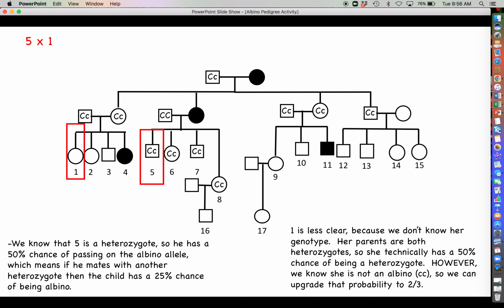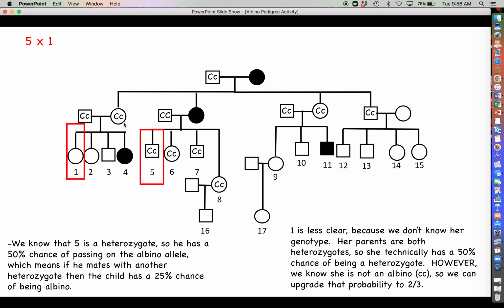But that's assuming that individual number 1 is a heterozygote, and we don't know that for sure. Individual number 1 could be heterozygous, but she could also be homozygous dominant. And if she's homozygous dominant, then there is no chance that they're going to have an albino child. So this is a separate probability that we need to consider: the probability that individual number 1 is a heterozygote. In order to do that, we need to look at her parents.